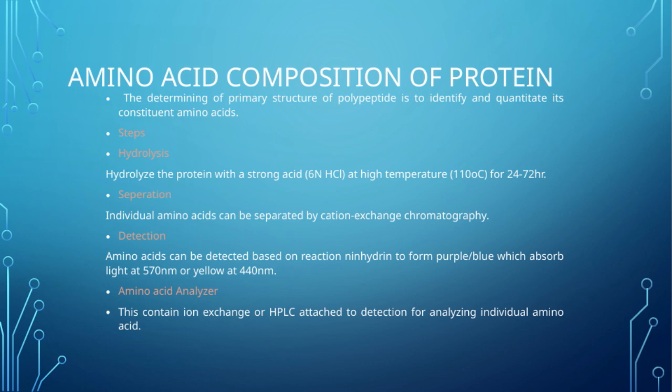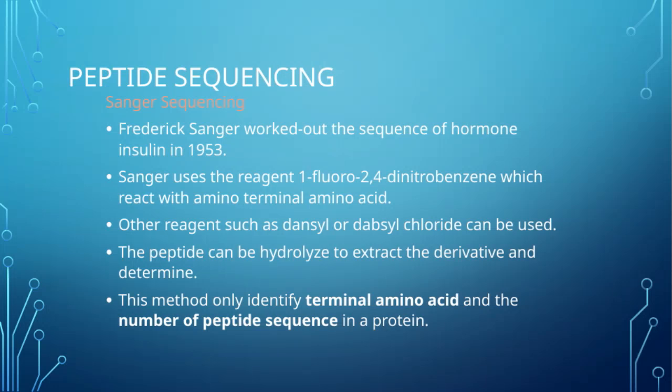Finally, understanding the amino acid composition of a protein gives us valuable insights into its structure and function. By knowing which amino acids are present and in what amounts, we can better understand the protein's properties and how it contributes to biological processes. Let's talk about Sanger sequencing.